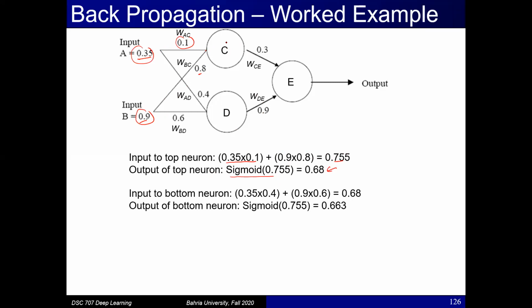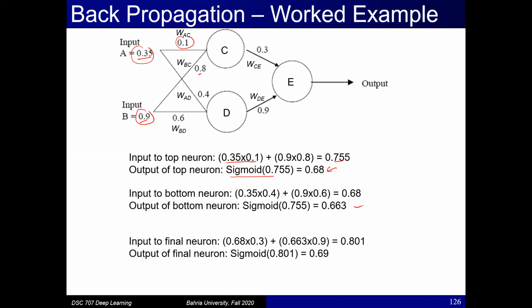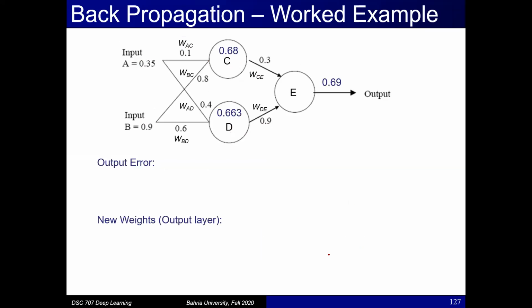Similarly, you can do it for the bottom neuron. You multiply the input by the weights, you get 0.68, and you take the sigmoid of 0.68, which is 0.63. Then here you have the value 0.68, and here you have 0.66. You multiply this with 0.3, you multiply this with 0.9, you add them together, and you get 0.801. You take the sigmoid, you get 0.69. So your output is 0.69.